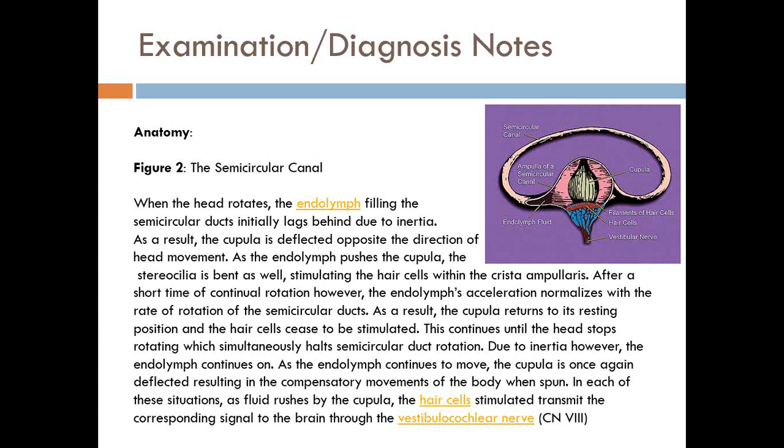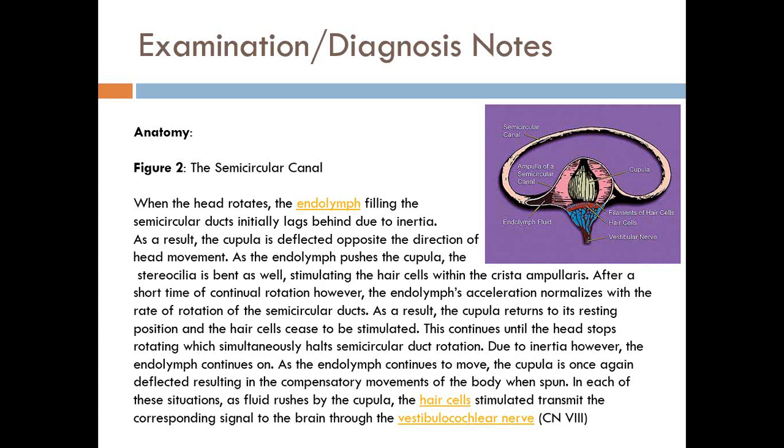So imagine a cup of water sitting on a table. You come along from the right-hand side and swipe it towards the left. The water will slide off to the right. You're coming in from the right and using your right hand to swipe the glass over to the left, and the water will pour over to the right. So continuing on here, as a result, the cupula is deflected opposite the direction of head movement, just like the water would be in my example. As the endolymph pushes the cupula, the stereocilia are bent as well, stimulating the hair cells within the crista ampullaris.